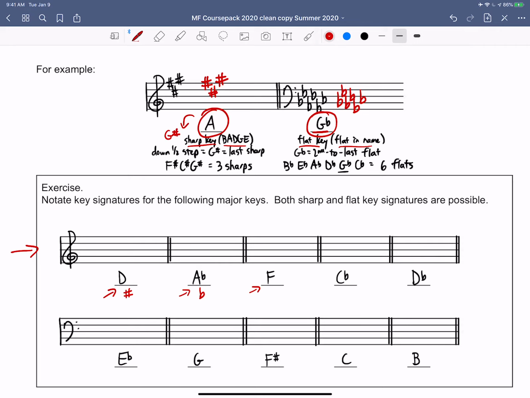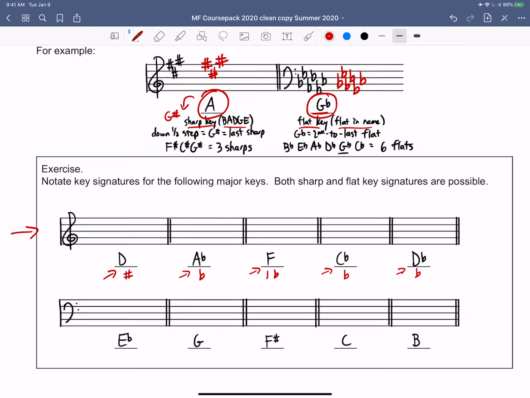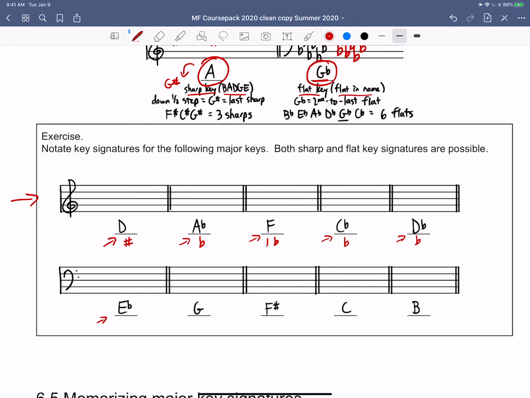This one, F major, oh, that's the one with just one flat. We just have to memorize that. C flat major, of course, is going to have flats. D flat major, of course, is going to have flats. Going on even to the second line. E flat major, yes, it's going to have flats. G major, that's part of badge, so that's going to have sharps. F sharp major, it has sharp in the name, and in fact, it was one of those that we memorized towards the end of that first table. That's going to be a sharp key, definitely.